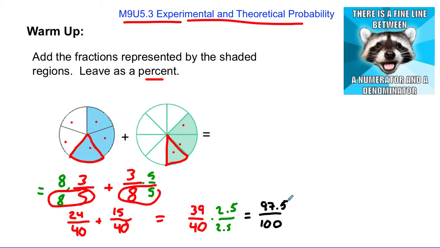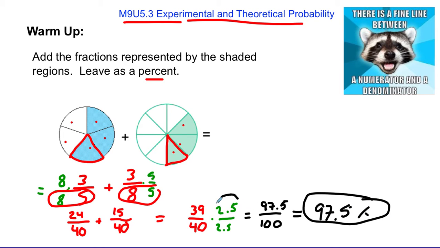Right, let me verify that. Yeah, 97.5. So this ends up being 97.5%. Sweet. So there it is as a percent. Now, this is a little fussy. I probably wouldn't give you something that has this much of a decimal to multiply by, but you get the idea. Cool. Neat. Moving on.